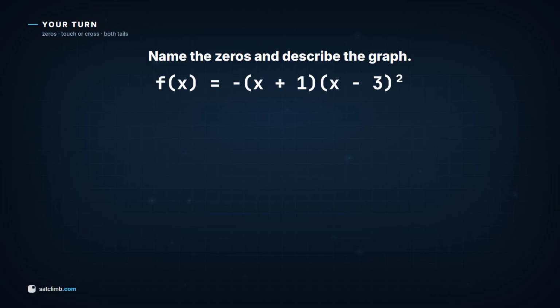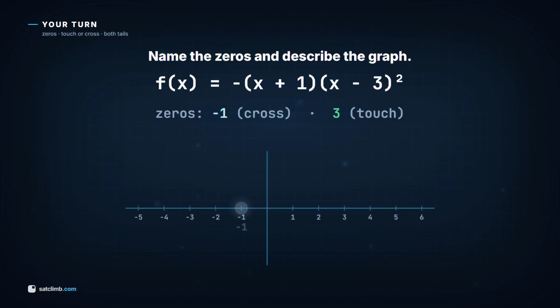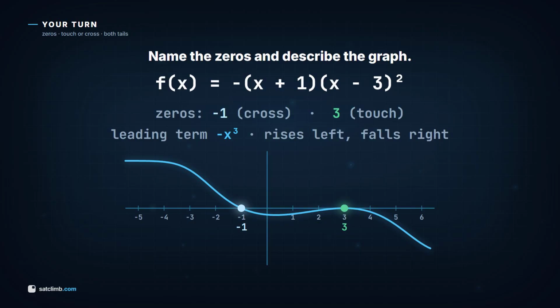Zeros first. X plus 1 gives negative 1, and x minus 3 gives 3. The exponent on x minus 3 is even, so the graph touches at 3 and crosses at negative 1. The leading term is negative x cubed. Odd degree, negative coefficient, so it starts high on the left and falls to the right.